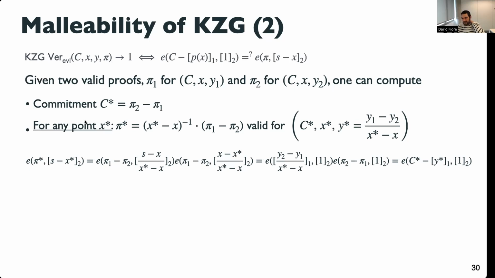Yeah, maybe I'll go fast on this because this is more technical and people will be able to check it on the slides by themselves. But the main point is that you will be able to create a commitment that does not depend on any point that you're going to see in the future. But then the moment you know a point X star, you can create a proof pi star about evaluation of, that passes the evaluation on C star for some point Y.